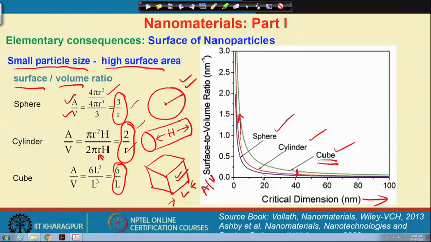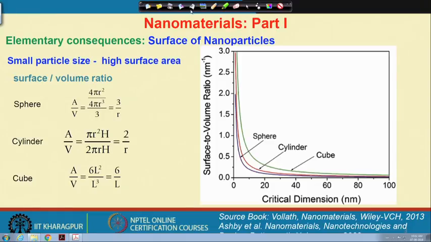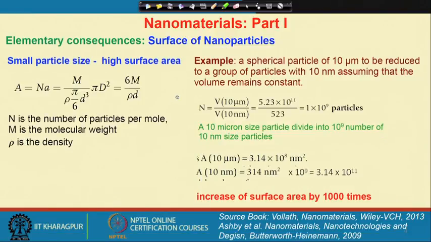So, once we reach below 20 nanometer scale, the surface area is very high. But one can think about how this surface area really affects things. Yes, we have shown that surface area, or the surface to volume ratio, increases a lot, but is there any other elementary consequence related with the surface? Yes, the answer is yes.